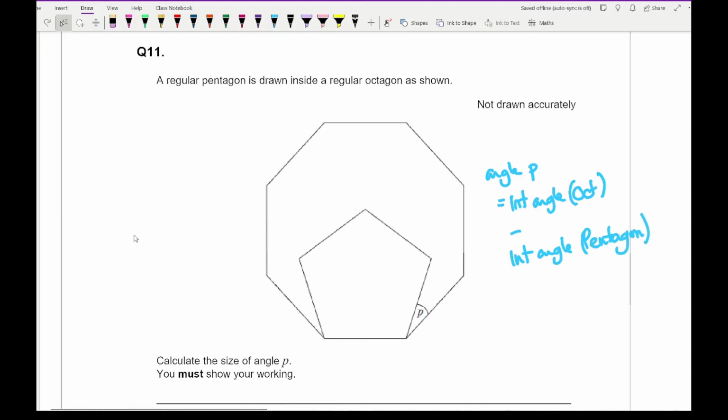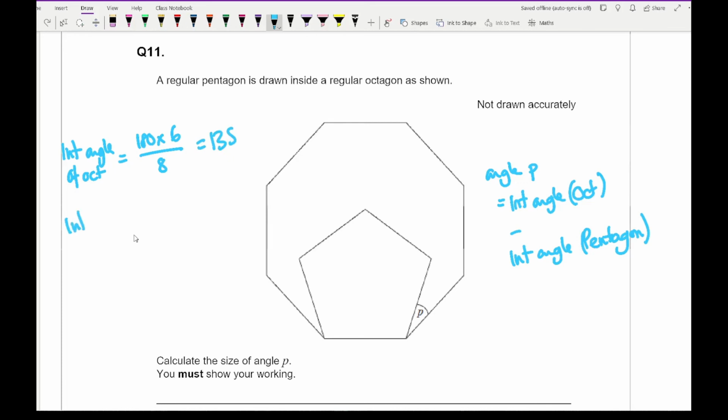Now in terms of the interior angle of an octagon, the interior angle of the octagon is going to be 180 times 6 divided by 8, because there are 8 sides. So 6 triangles, 8 sides. And if I do 180 times 6 divided by 8, I get that an interior angle is going to be 135.